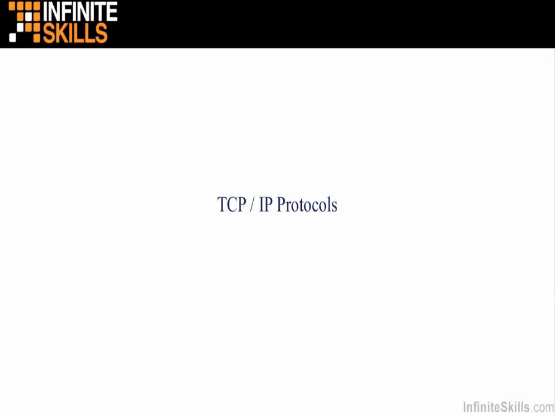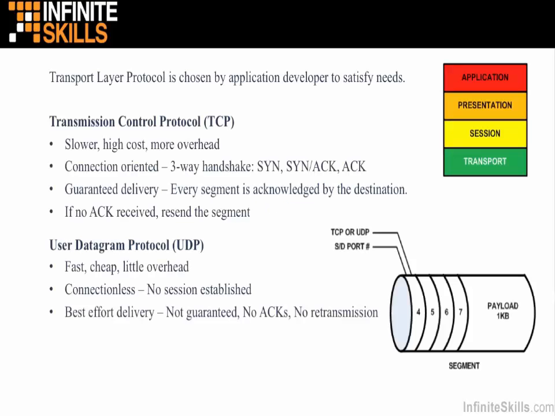In this lesson, we're going to take a look at the TCP/IP suite of protocols. At layer 4 of the OSI model, we find two of our primary protocols used on all corporate networks and across the internet as well. And they are the Transmission Control Protocol, TCP, and the User Datagram Protocol, UDP.